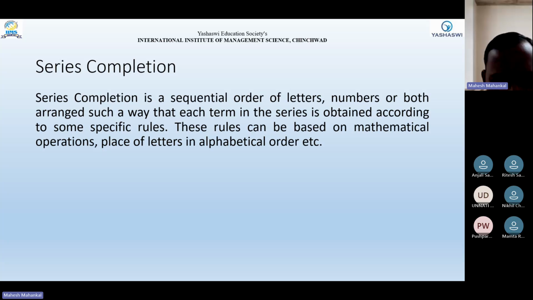Or there can be mathematical operations, like suppose they have used plus 2, minus 3, plus 2, minus 3, plus minus plus minus. This is a series. Are you getting my point, students?